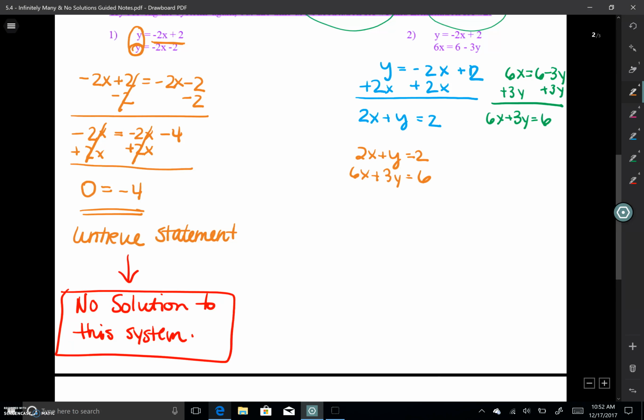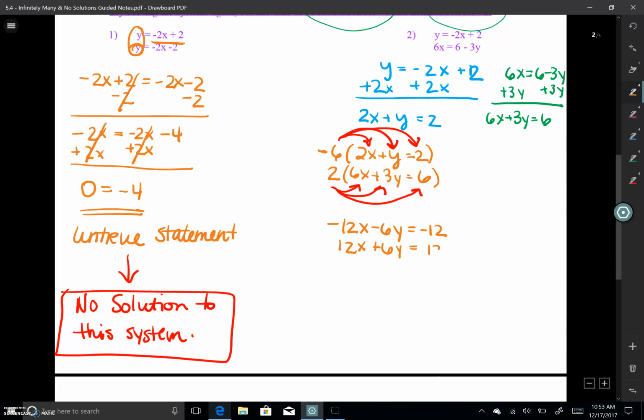And remember, during elimination, I'm looking for a variable that has the same coefficient, opposite signs. I don't have that here, so I'm going to put parentheses around my equations. I'm going to flip my first two coefficients, and then I'm going to change the sign of the first. And then I will distribute these out to their corresponding equations, like so. That leaves me with negative 12x minus 6y equals negative 12, and positive 12x plus 6y equals 12.